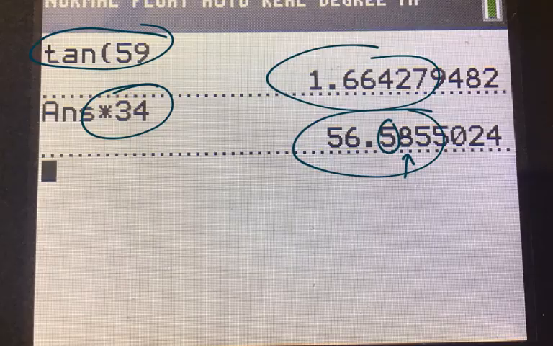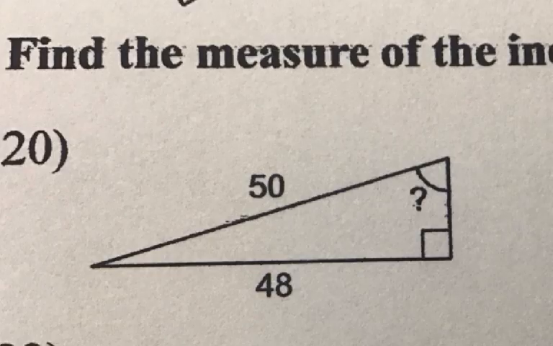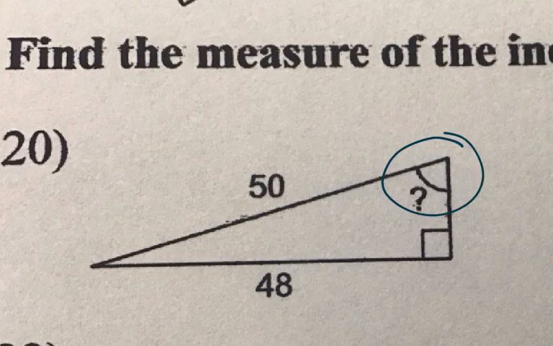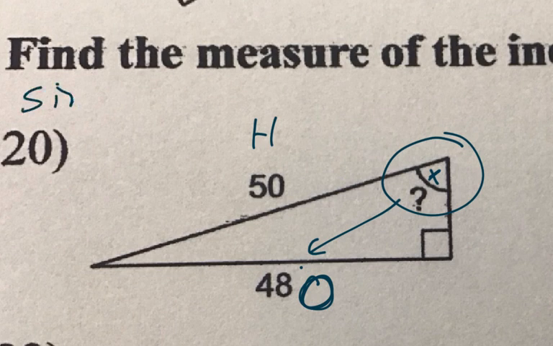All right, let's continue on. Now, what happens if the angle is missing? We need to talk about that. So here's our missing angle. Let's call it x, little x, right? Notice 48 is opposite of it. The 50 is a hypotenuse. What uses O and H? Sine uses O and H, right?